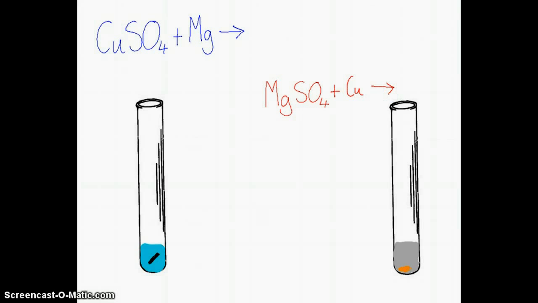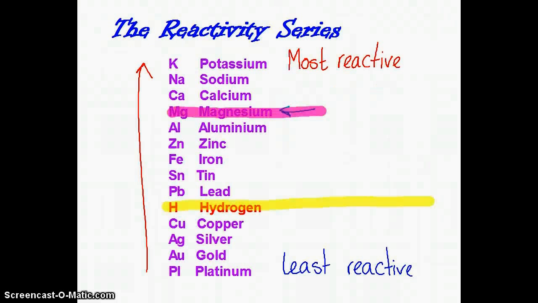Now, using the reactivity series, can you predict which, if either, of the test tubes a chemical reaction is going to happen in? Let's have a look at the reactivity series again. Well, here's copper on the series, and there's magnesium. Magnesium is much, much more reactive than copper. That means it can displace copper from a compound.